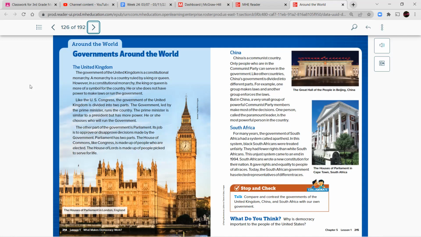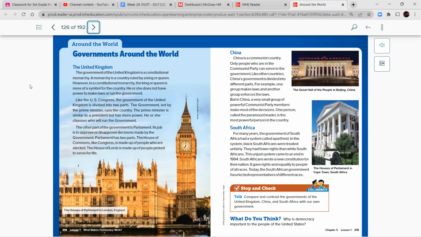China. China is a communist country. Only people who are in the Communist Party can serve in the government. Like other countries, China's government is divided into different parts. For example, one group makes laws and another group enforces the laws. But in China, a very small group of powerful Communist Party members make most of the decisions. One person, called the paramount leader, is the most powerful person in the country.